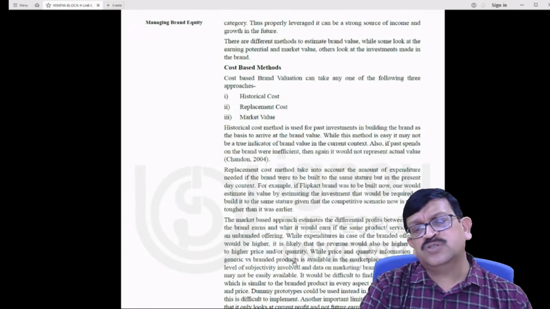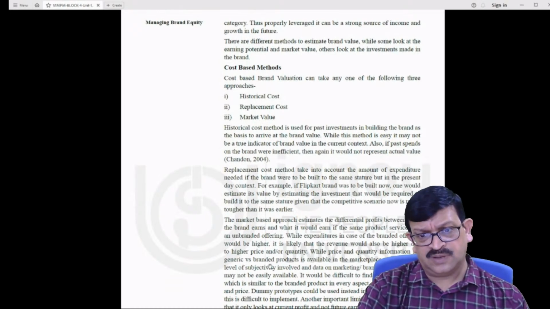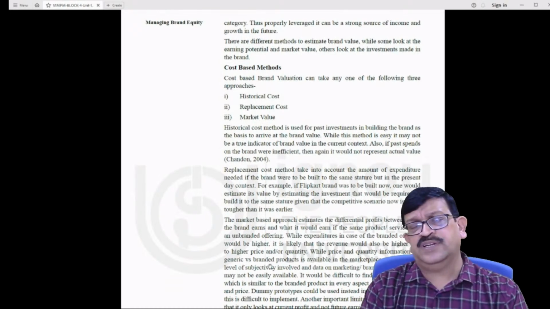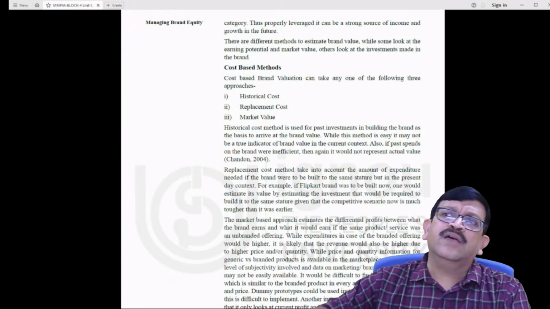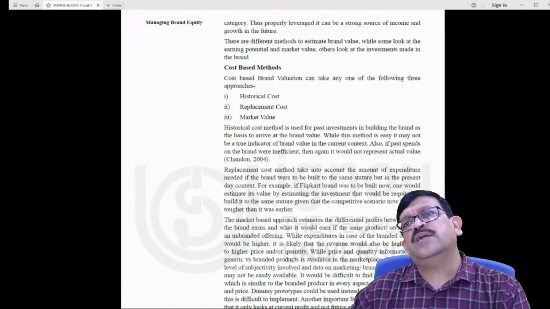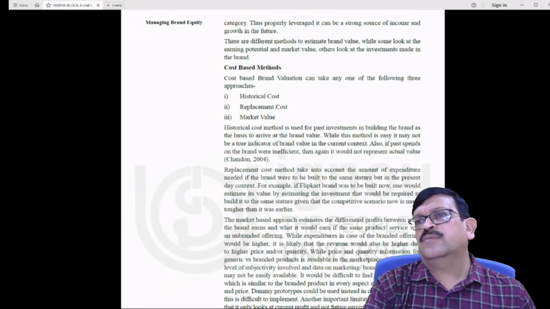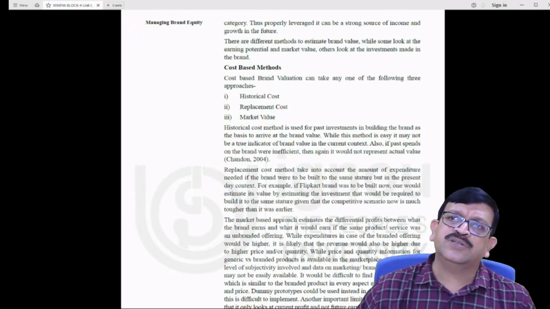The market value-based approach talks in terms of the differential profits that come from branded versus non-branded. For a category which was not branded, how much revenue has it earned, and for a branded product, how much has it earned?